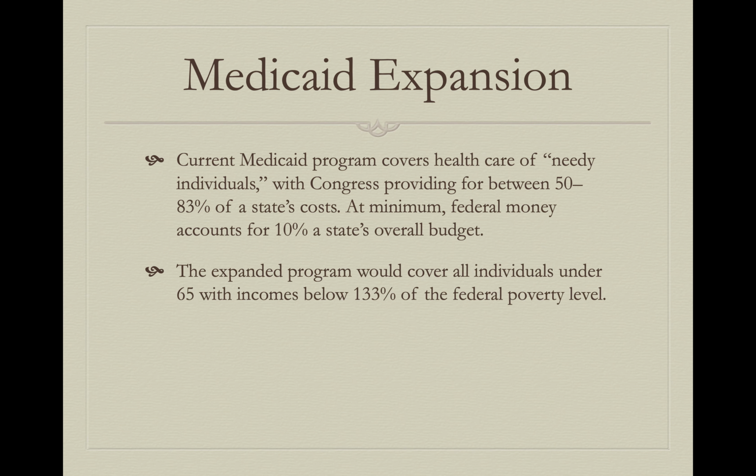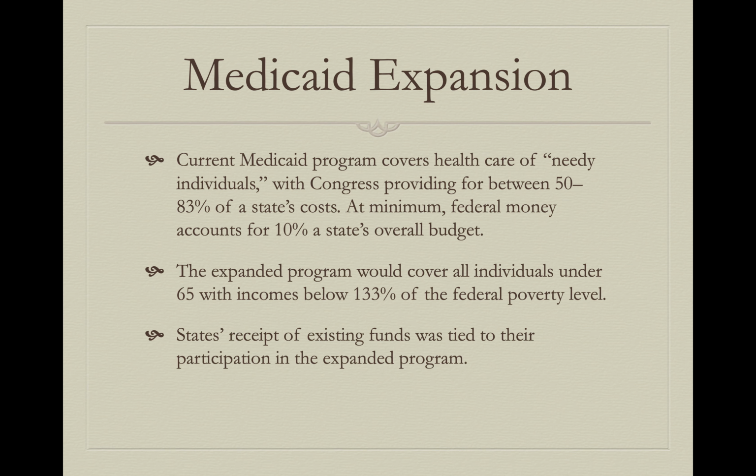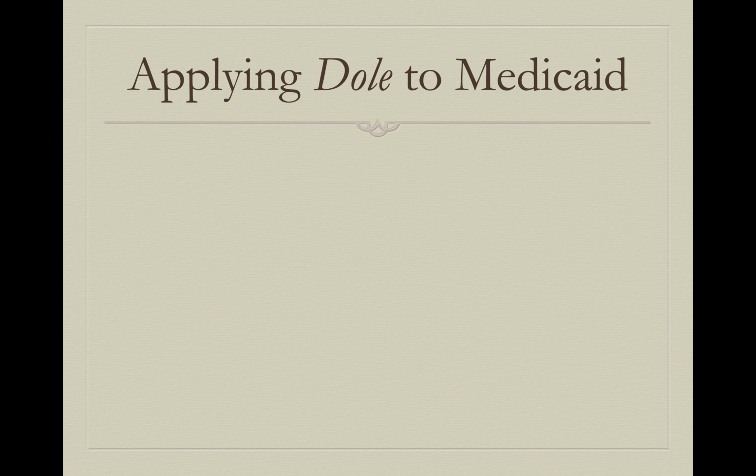So what Congress did when it passed the Affordable Care Act is it said, we want to expand Medicaid. We want to expand Medicaid to cover all individuals, not just needy individuals, as that had been previously defined in statute, but all individuals under 65 with incomes below 133% of the poverty level. And the statute said, if states don't expand their Medicaid programs to cover this new expanded class of people, then they will lose their Medicaid funding. Because the state's receipt of funding was tied to their participation in this new program. And the court invalidates this statute as being beyond Congress's ability to exercise its spending power.